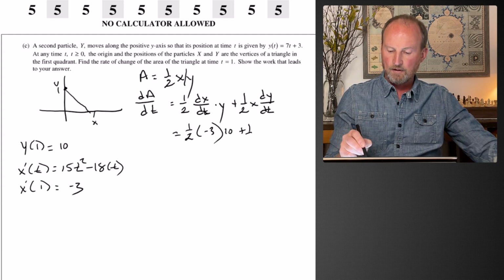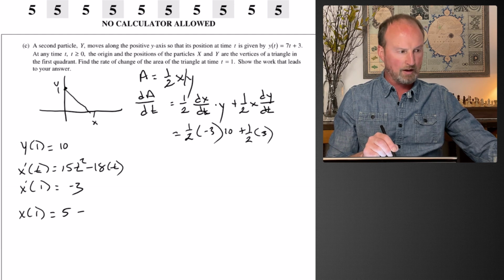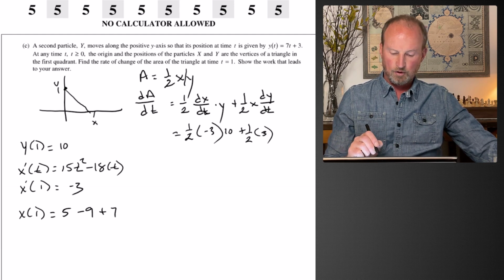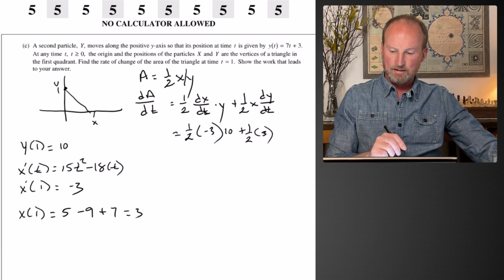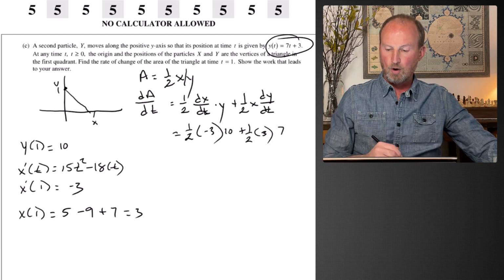Okay, plus 1/2 x. At time equals 1, we already did that also. x was 3. And if we aren't sure, x of 1 is equal to 5 times 1, which is 5, minus 9 times 1, plus 7. 12 minus 9 equals 3. Okay, dy/dt. Well, that one's easy. That's just 7, right? Going back to here, dy/dt is just 7.